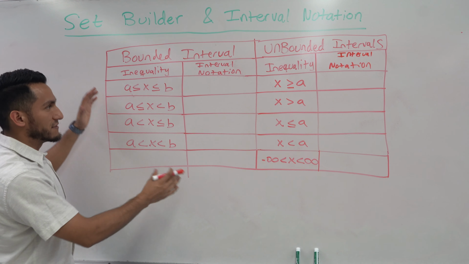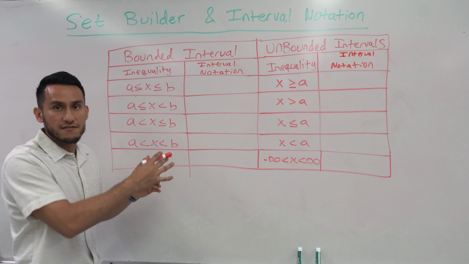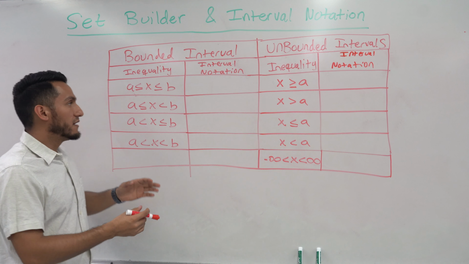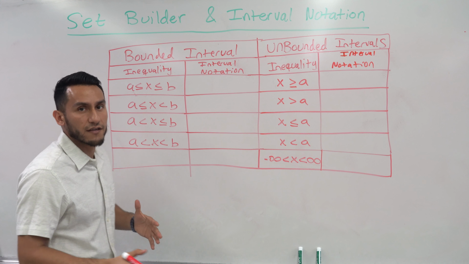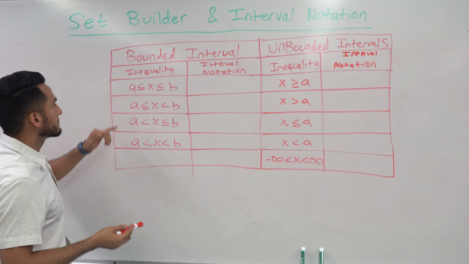So, I already have a table here. Go ahead and copy this table. Pause it real quick. Copy it down in your notes, and then get back with me right here. I'm going to go ahead and start explaining what this means. Okay?